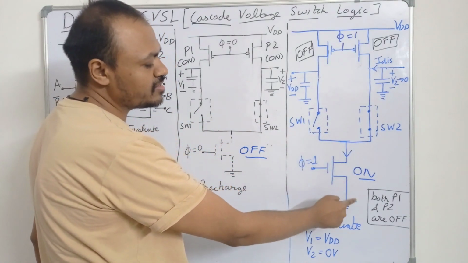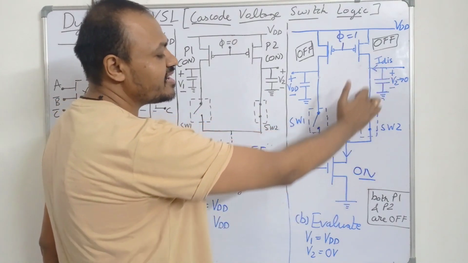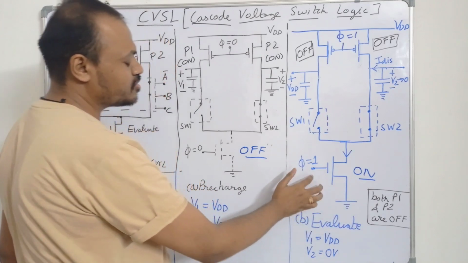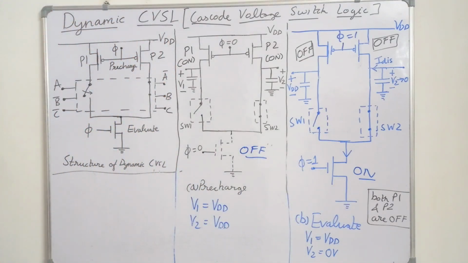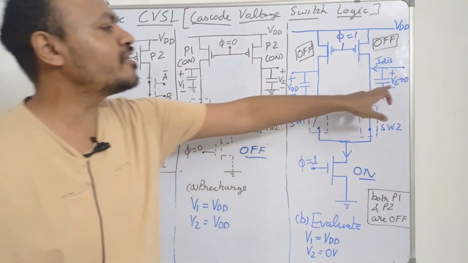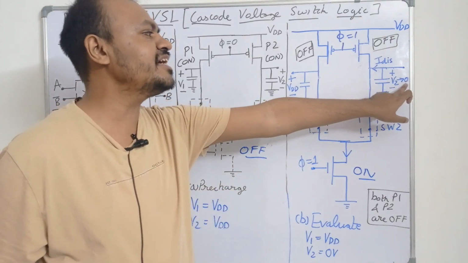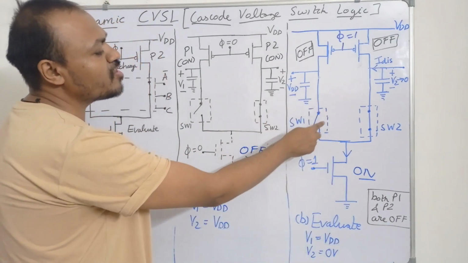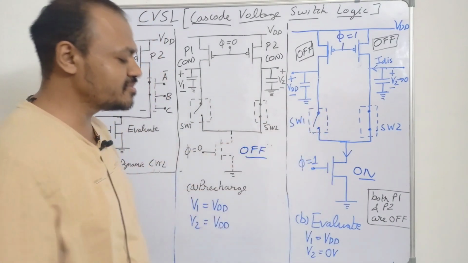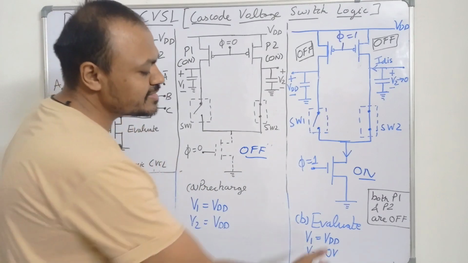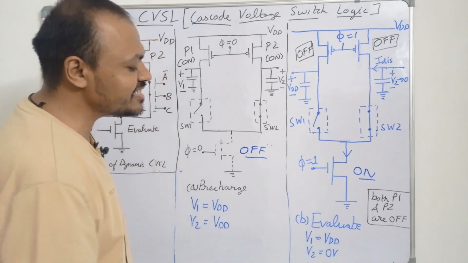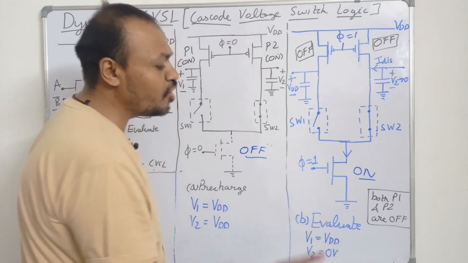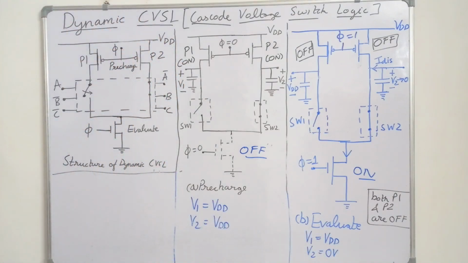This transistor is on, so this capacitor will get discharged to the ground through the conducting NMOS. So V2 will drop to 0 volt, but V1 will remain at VDD because of this open switch. So now we can see the outputs are complementary of each other, because V1 is high logic and V2 is 0 volt or low logic.